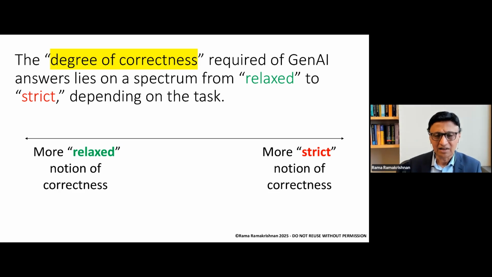So for any particular task, I think the answer that you expect back from the LLM falls on what I think of as this correctness continuum, or correctness spectrum. On the left, you have tasks where you can be pretty relaxed about the notion of correctness, while on the right, you've got to be really strict about what correctness actually means.